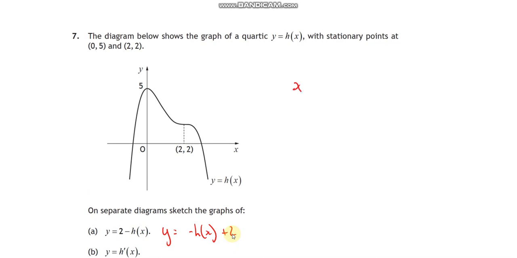So let's write our original coordinates out, x and y. So I know I've got this one here. So I know I've got, what's that, (0, 5). I know I've got (2, 2).